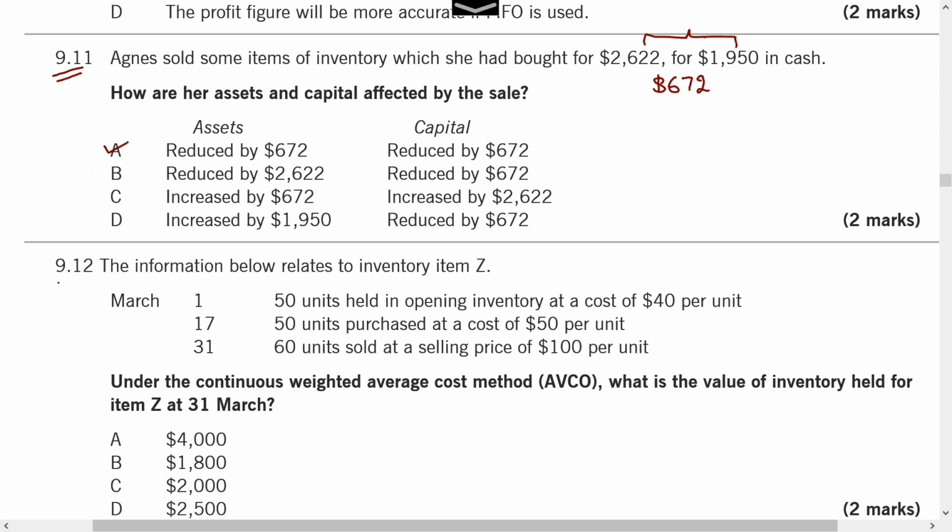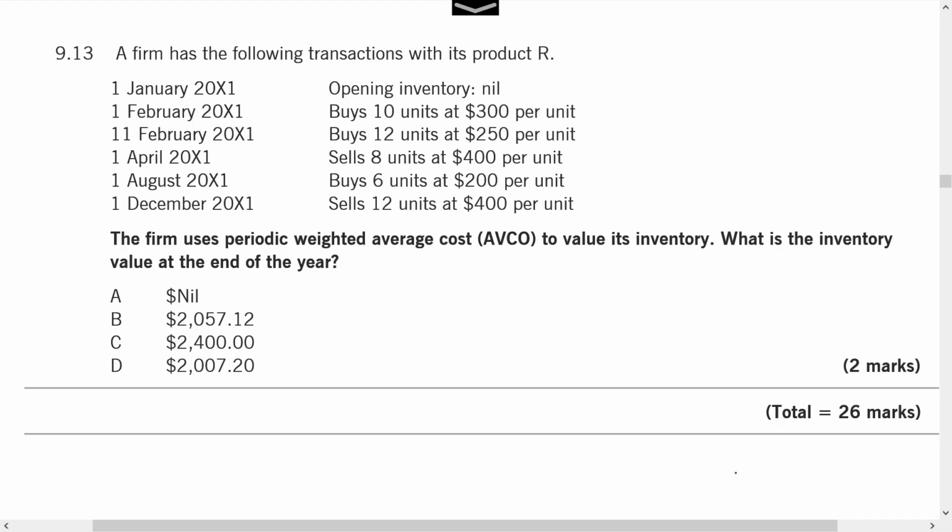Now next we have question number 12. Under the continuous weighted average cost model, which is also known as FIFO method, what is the value of inventory? And you can solve this example using the same approach as we did in our earlier question. And finally we have question number 13. Again, in this question we are required to calculate FIFO, and as you know the approach how to solve these questions, so you are required to solve this question by yourself, and in case of any question you may ask me. Thank you very much, and that's all for this video.